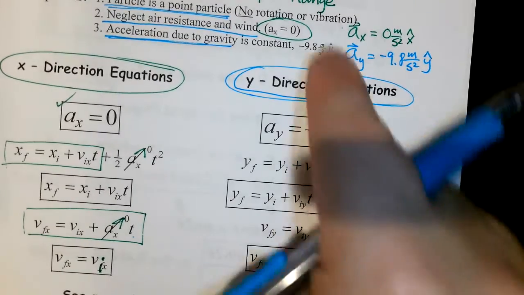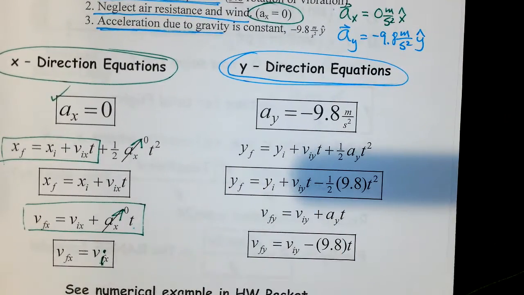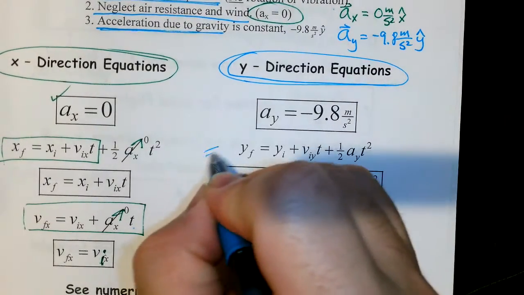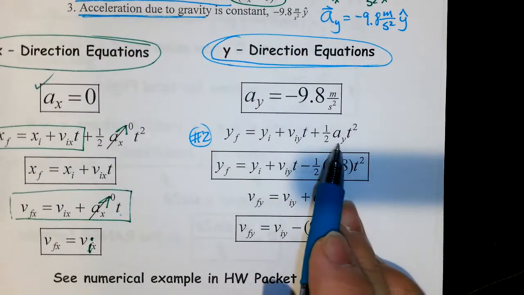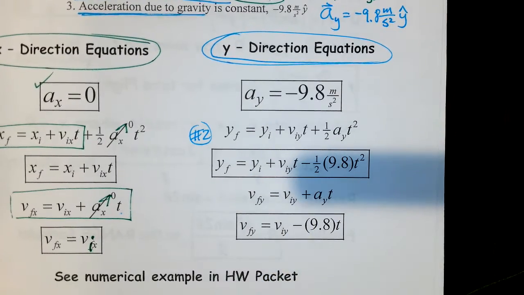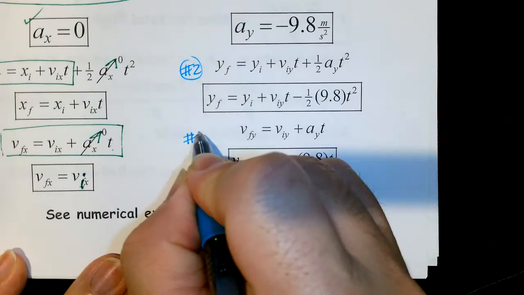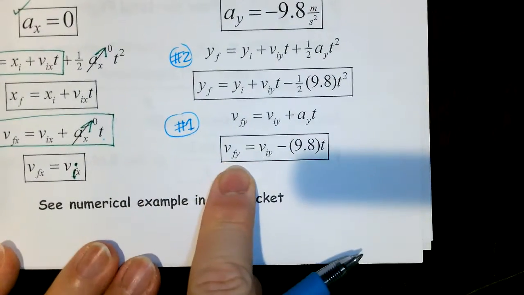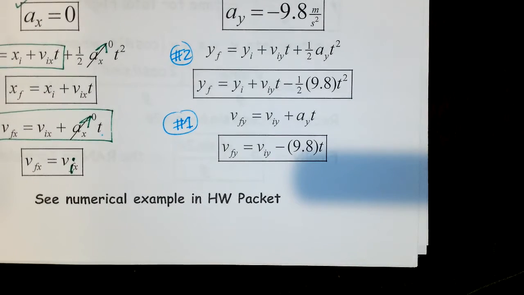Horizontally, we're done. Vertically, the acceleration in the y direction is negative 9.8 meters per second squared. This is equation number 2. However, this doesn't go to 0. It is negative 9.8 meters per second squared. So here, negative 9.8. And similarly, my first equation doesn't go to 0 either for acceleration, so my VFY will change depending on time. Any questions so far?